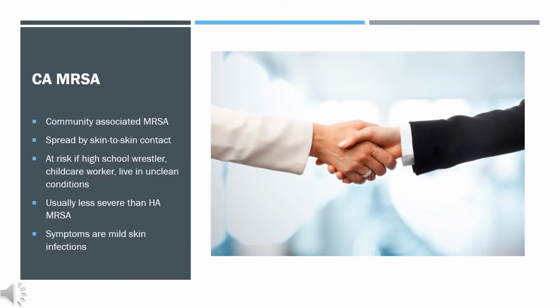Now CA-MRSA. CA-MRSA stands for Community-Associated MRSA. CA-MRSA is spread by skin-to-skin contact among people in their communities. At-risk groups of people include high school wrestlers, childcare workers, and people who generally live in crowded or unclean conditions. CA-MRSA tends to be less severe to contract than HA-MRSA, as symptoms are more mild skin and soft tissue infections.